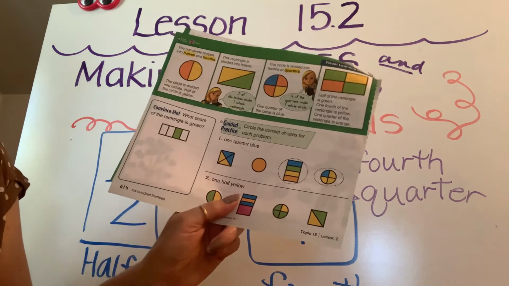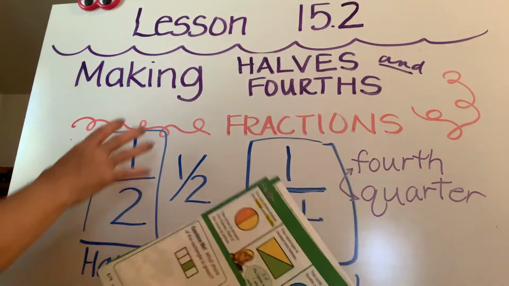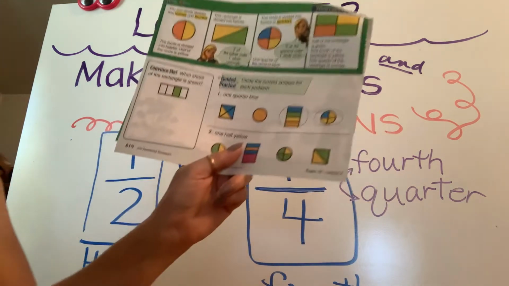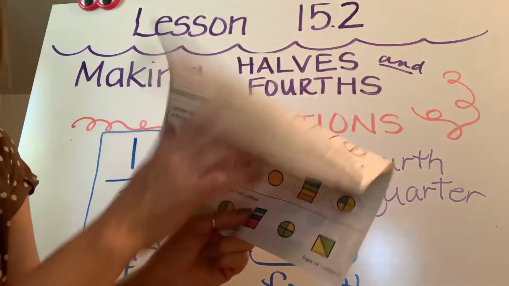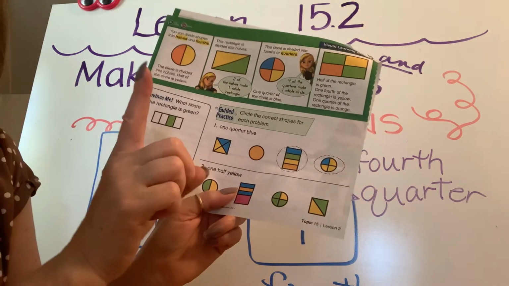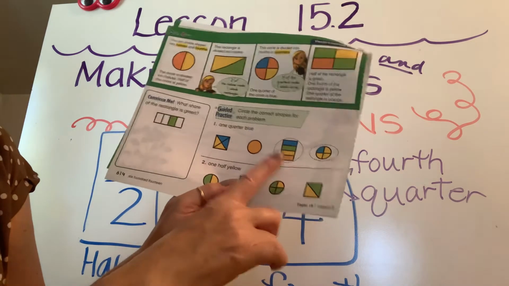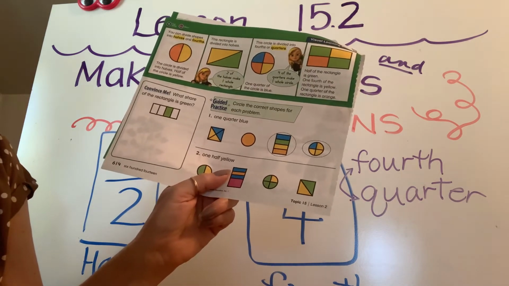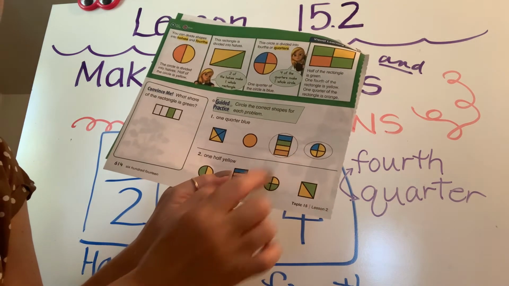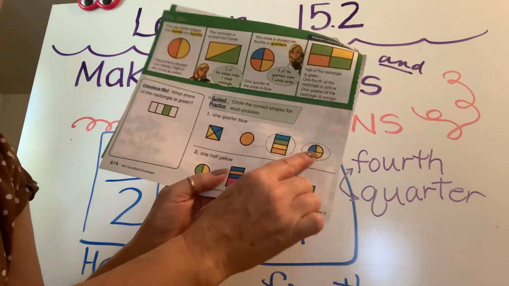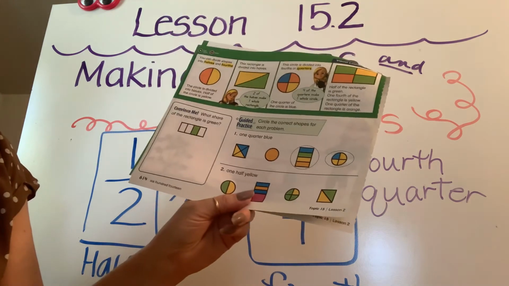No, that one shows a half. Half of that shape is blue. What about this? No, that shows me the number 1. The whole thing is a 1. What about this one? Absolutely, 1/4 of that is blue, and 1/4 of that is blue.